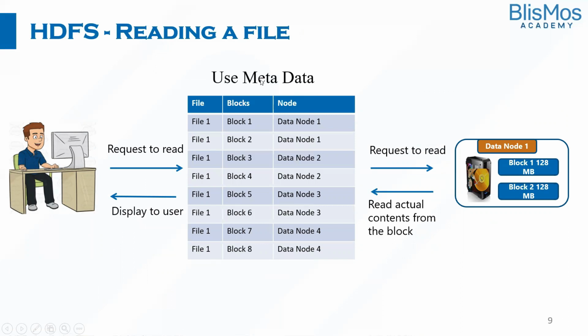Essentially, what is happening in summary is the user will send a request to read, that will be referred to the metadata in the name node. By using the metadata, we get to know where exactly the block of any particular file is stored. By referring to that, we'll check that particular data node, locate the data you are trying to read, and the actual contents from that particular data node, which is nothing but a system, will be sent to the user. This is essentially what is happening when we are trying to read a file.